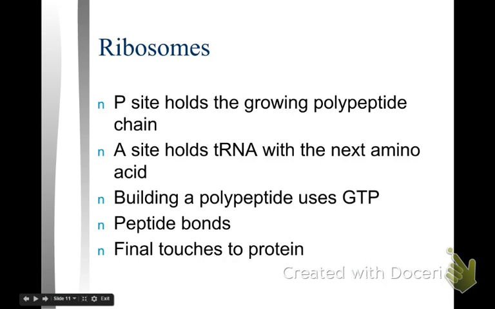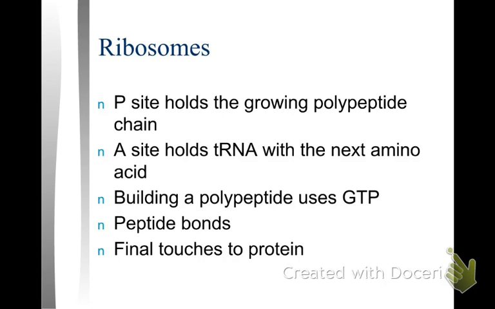Now there are 3 different sites, the P, the A, and the E. The P site holds the growing polypeptide. That's where, as the tRNA is coming in, the amino acid is joining together on the P site. The A site is what holds the tRNA with the next amino acid. So it's kind of like a little sequence. The P site's there. It's got the polypeptide being formed.